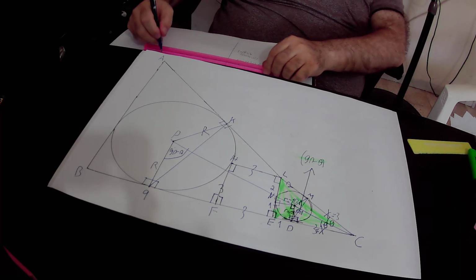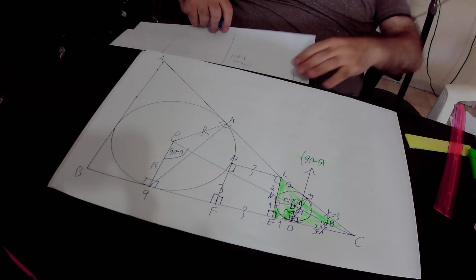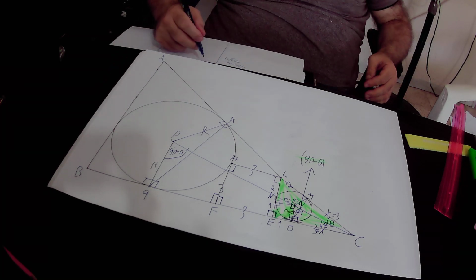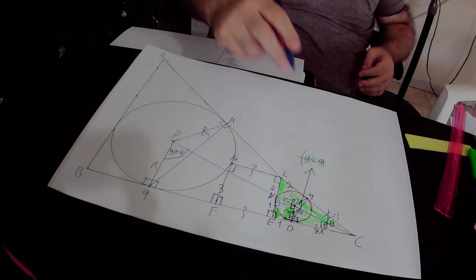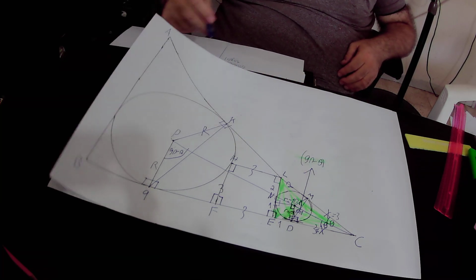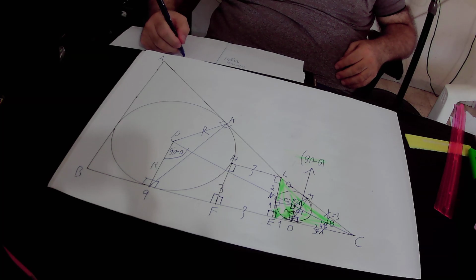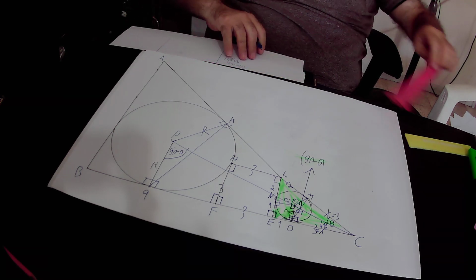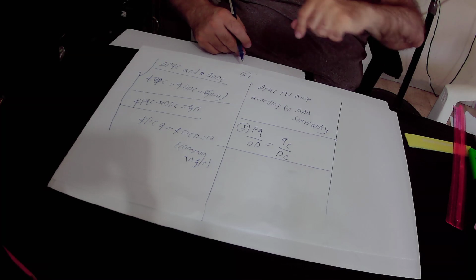And from the fact that those two triangles are similar to each other, we will derive that the following relationship exists between their sides. We will derive that PQ in the big right triangle over OD in the small green right triangle is equal to QC in the big right triangle over DC in the small green right triangle. I'm repeating again, PQ over OD equals QC over DC.